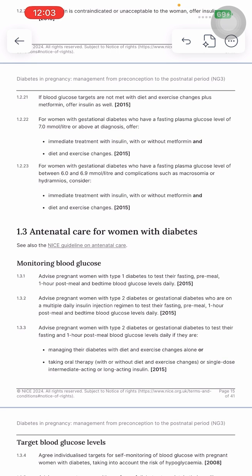But the other condition is that if at the start her glucose level is 7 or more, then you have to immediately start her on insulin, not wait to advise diet, exercise or metformin. In that case, you immediately start her on insulin along with diet and exercise. And if her glucose level is between 6 and 6.9, but the patient develops complications like macrosomia and polyhydramnios, then you also start her immediately on insulin. So these are the important points you have to remember.